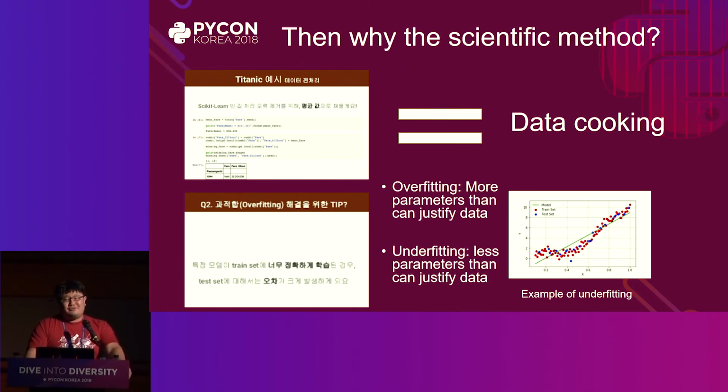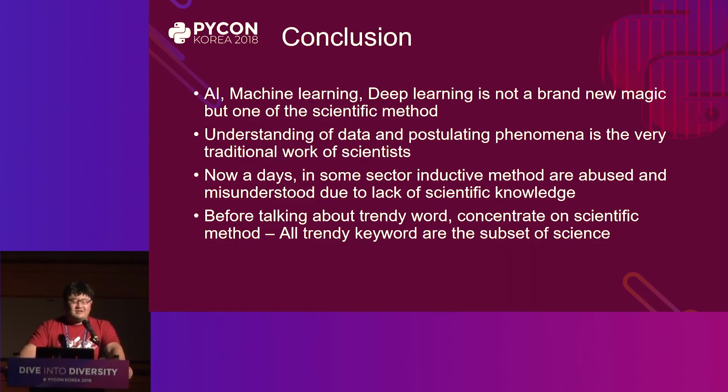I'm really sorry, but this level is the first day of a statistics class at the bachelor freshman level. So what I'm criticizing is not the hard stuff. What I'm criticizing is the very easy stuff that people never care about. So if you want to do a real job, please take care about the real knowledge that many people have already worked on. So as a conclusion, AI, machine learning, and deep learning are not brand new magic.